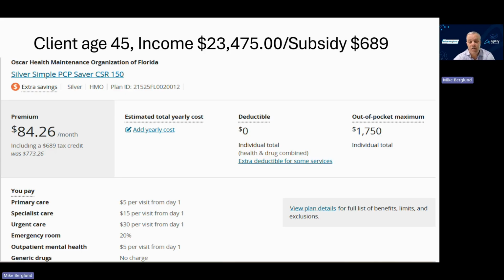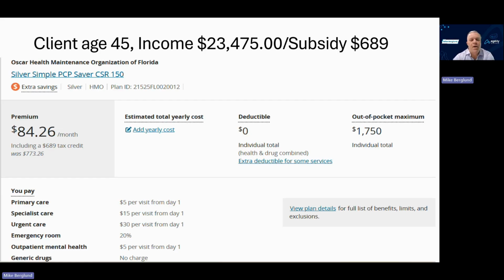So on this plan, it's really strong. It's a 94 AV plan. It's got a $0 deductible, max out of pocket 1750. Then we look down at primary care, $5 per visit from day one, 15 for a specialist. Urgent care is 30 bucks. Emergency room 20%. Outpatient mental health $5. Generic drugs 0, no charge.